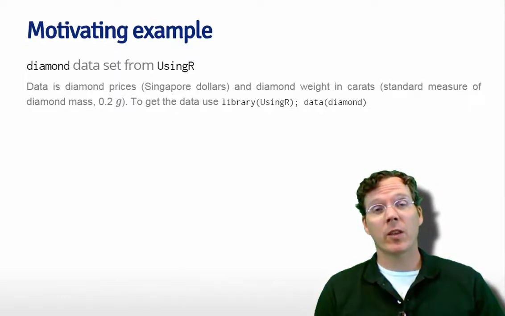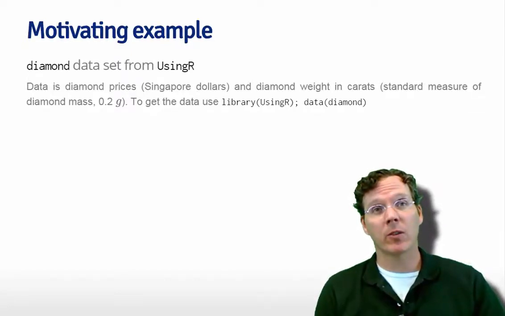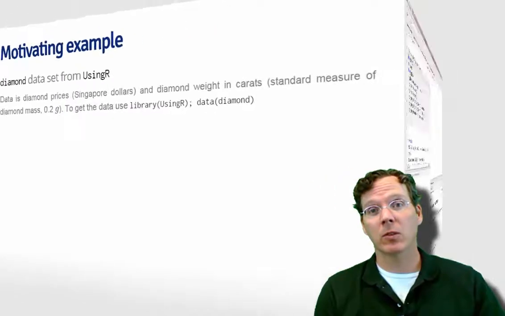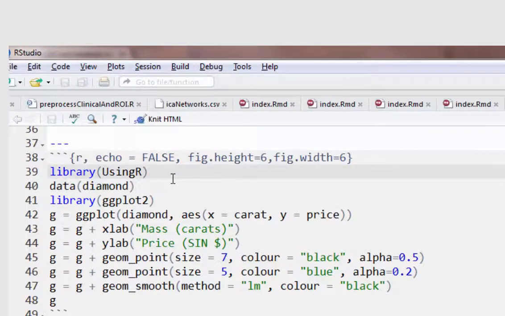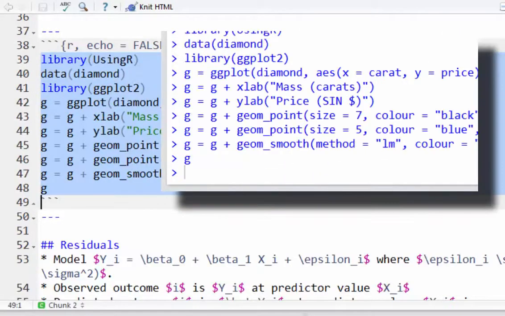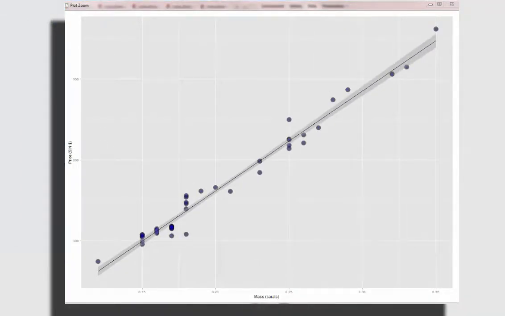Remember, in this data set, the diamonds were priced in Singapore dollars, and the explanatory variable is the weight of the diamond in carats. We'd like to talk about how we can explain variation in diamond prices using their mass. Let me generate a plot. Last time I went through the commands for generating the plot, so I won't do this again, but here's my ggplot, and let me zoom out. So what we're interested in now is explaining price on the vertical axis by mass on the horizontal axis.